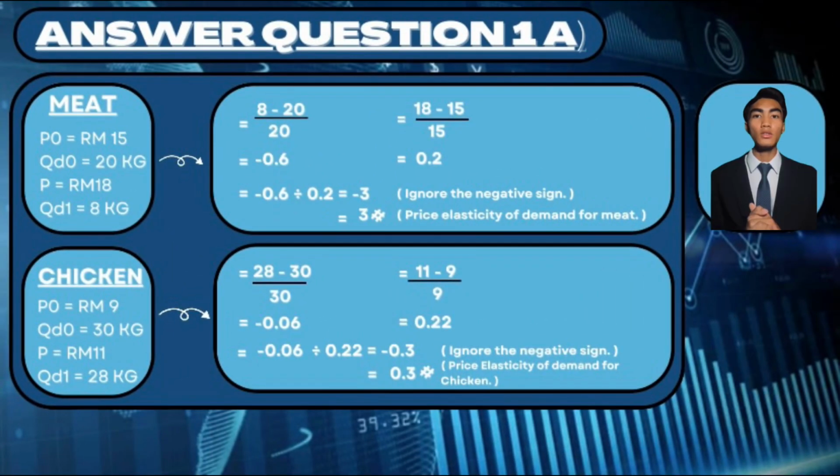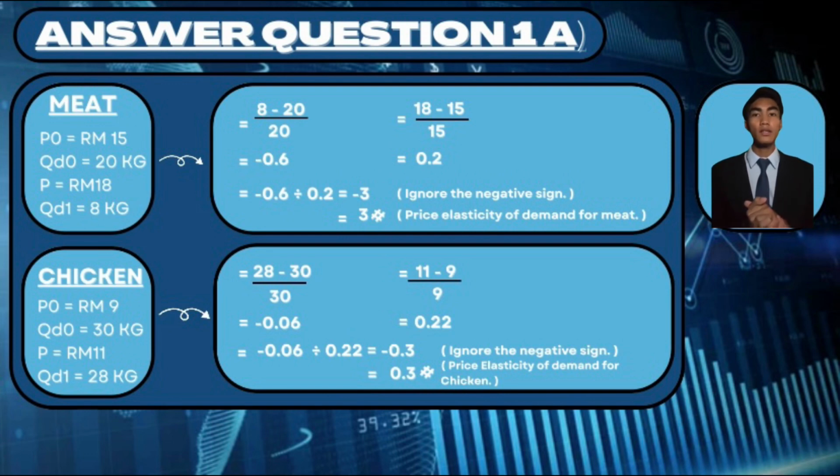Next, I need to calculate the price elasticity of demand for each good that Sulaiman bought. For the meat calculation, it will be 8, the new quantity demanded, minus 20, the old quantity demanded, and divide it by 20. So the answer should be negative 0.6.